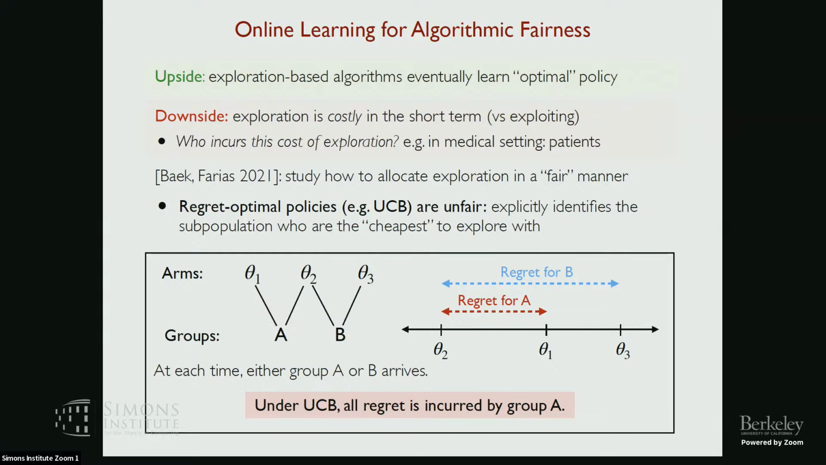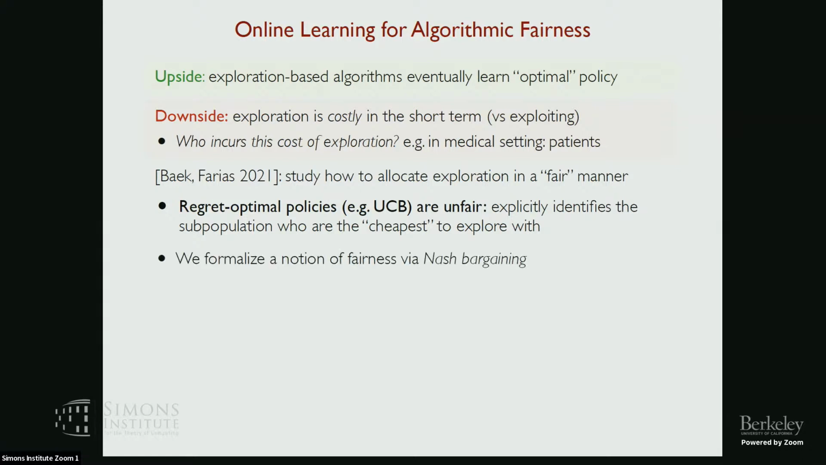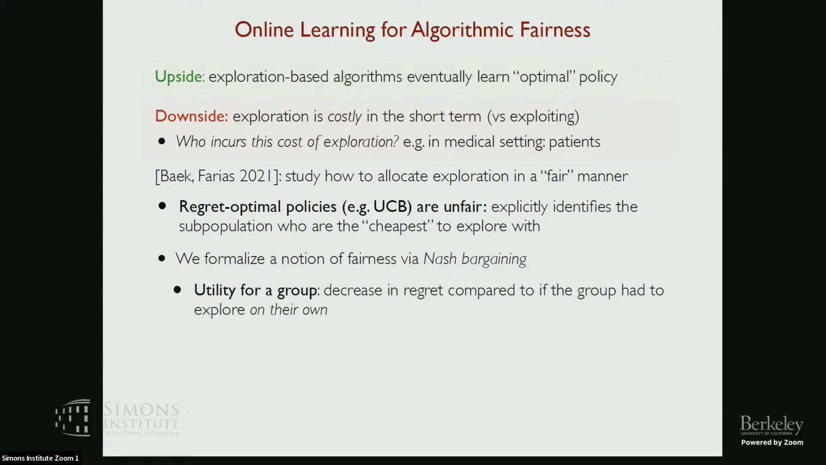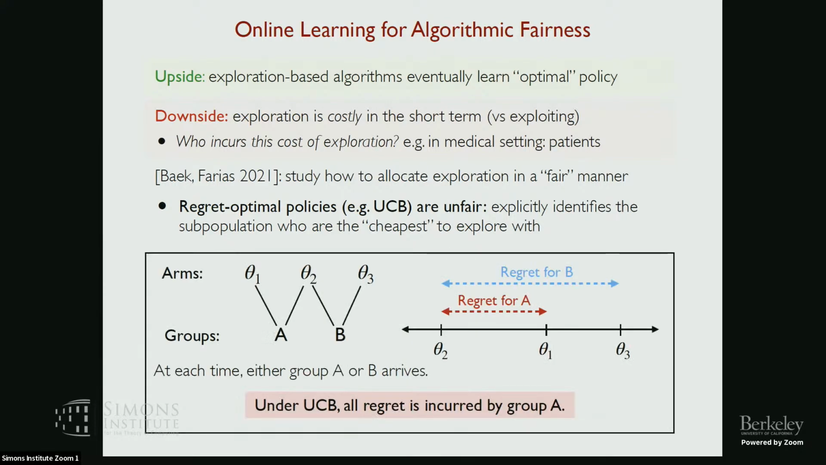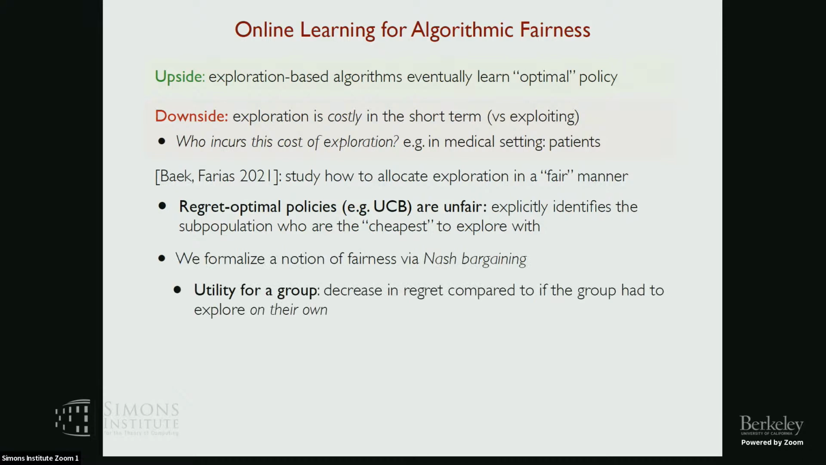So how we address this problem is that we formalize a notion of fairness via a Nash bargaining framework. I won't go into the details of this, but the main idea is that we have to define utilities for each group to use this framework. And we define it as the decrease in regret compared to if the group had to explore on their own. So in the previous example, if group A didn't exist, group B would incur some amount of regret because it still wants to learn about arm 2, so it has to pull it. So we normalize using this idea of how much regret each group would incur when it has to explore on its own. And we define utility as how much your regret decreased compared to this benchmark.